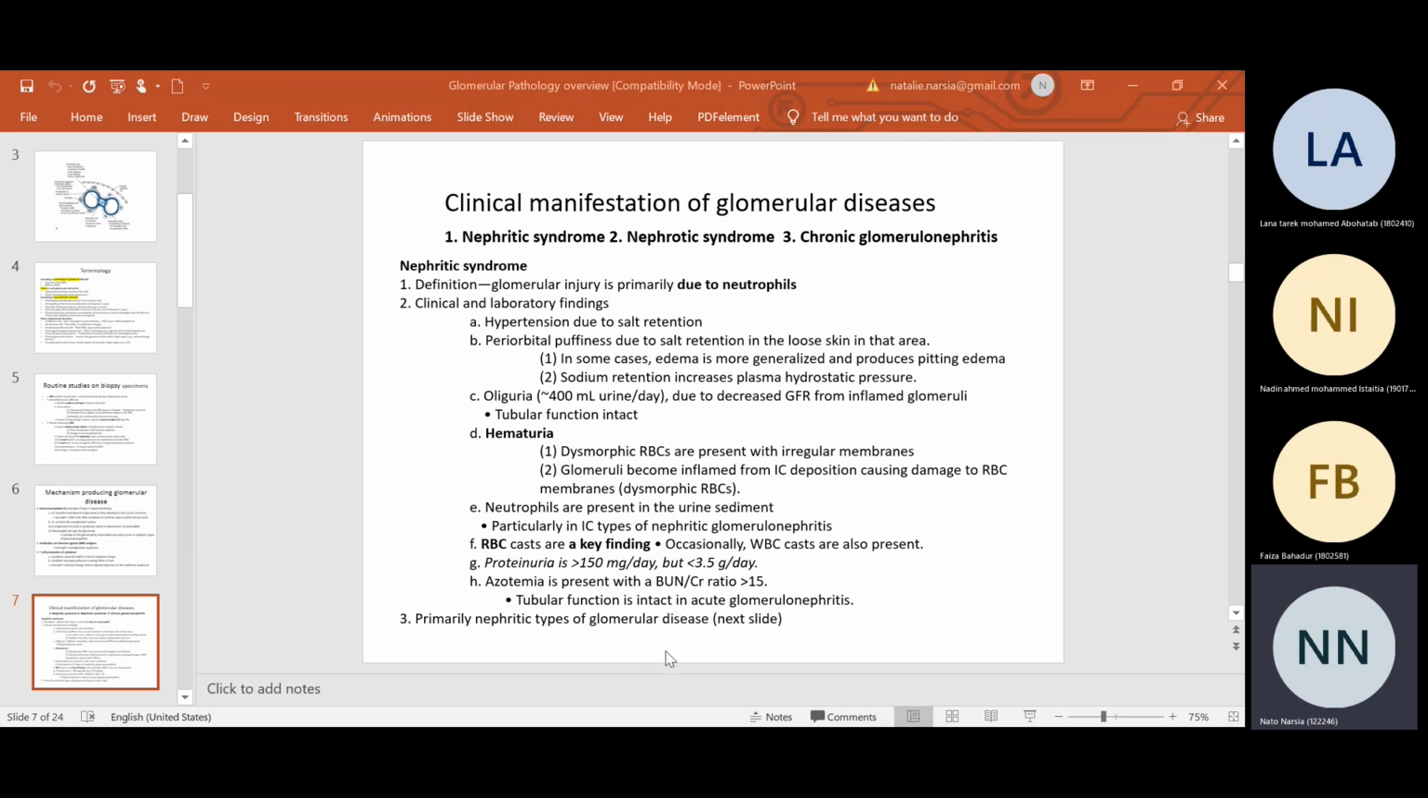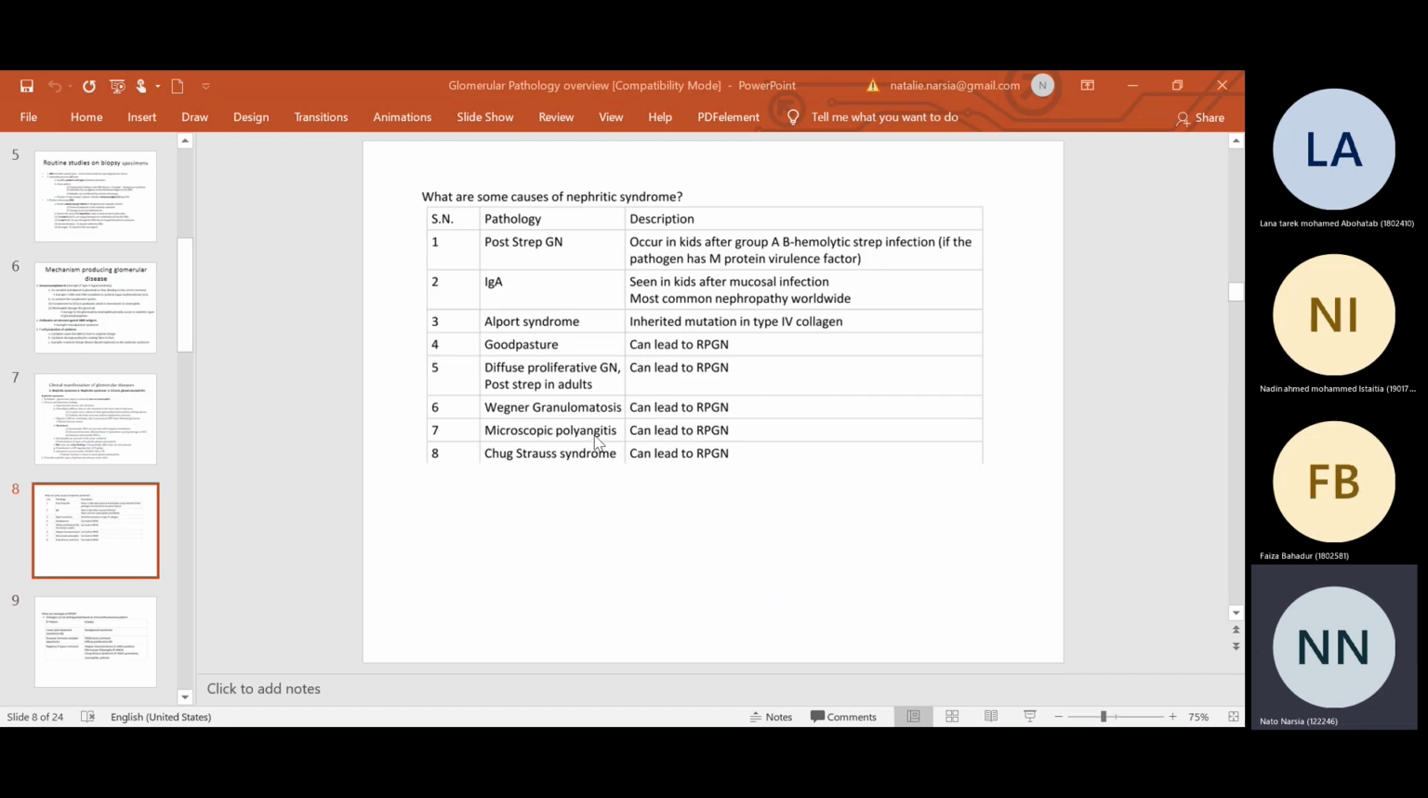Primary nephritic types of glomerular disease, those are the disorders. What are the causes of nephritic syndromes is mentioned here. Most of them are vasculitis. You remember Wegener granulomatosis, microscopic polyangiitis, Churg-Strauss. Goodpasture is a systemic disorder. Alport syndrome, you remember it is in the third group that was inherited. Immunoglobulin A, it is also, it is not immune complex. It is immune complex actually, but slightly different mechanism. And post-streptococcal glomerulonephritis. I will discuss it.